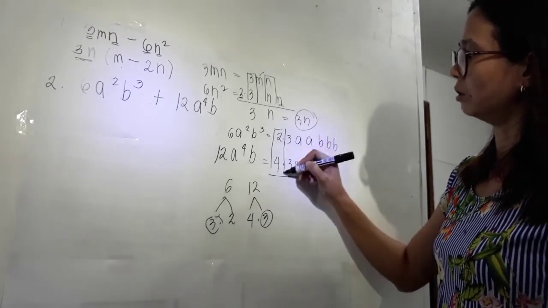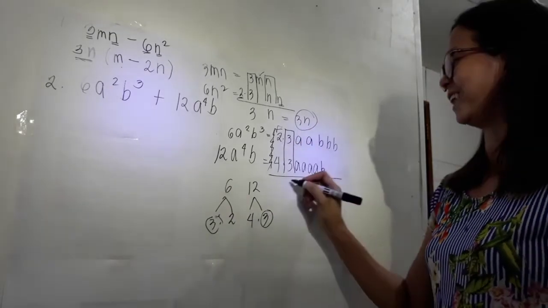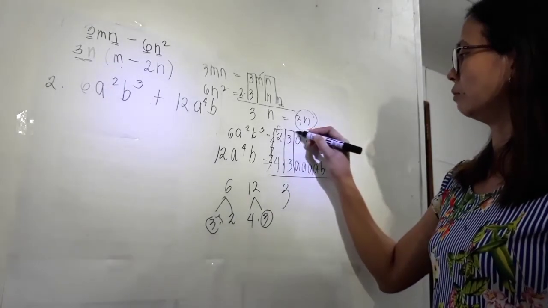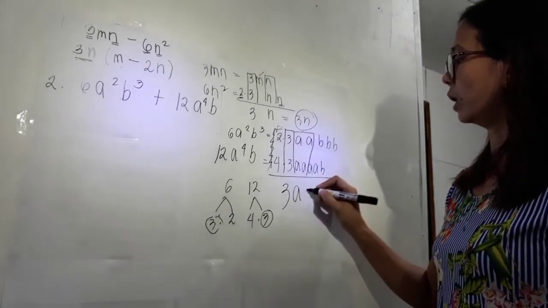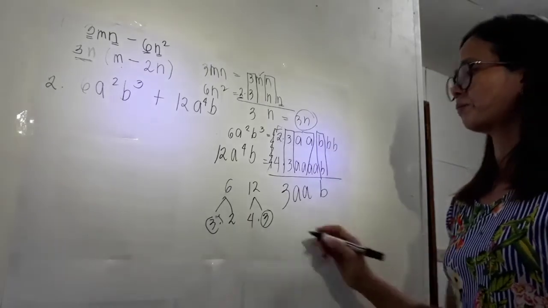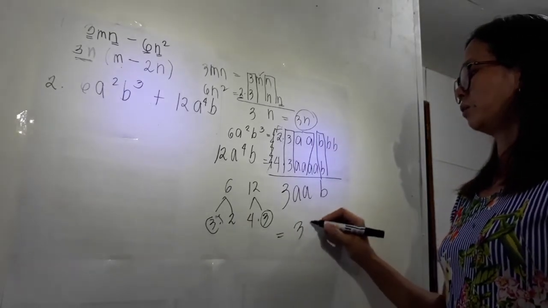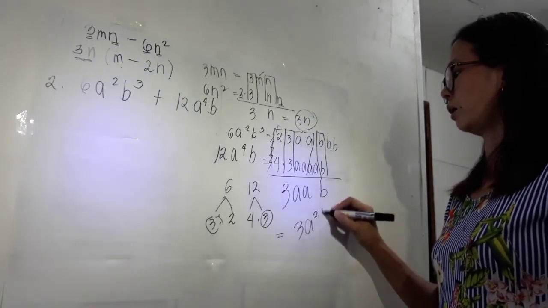Okay, so ito pala yun. Hindi pala ito. Sorry naman. That is 3. Then we have a, dalawang a. Then isang b. Okay. So meaning, the greatest common factor is 3a squared b.